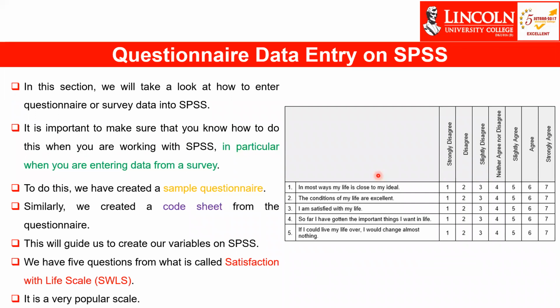In that questionnaire, we have 5 questions from what is called the satisfaction with life scale. This is a popular scale, a theory that a lot of researchers use to do certain investigations. This particular scale has predefined questions, and it has levels from 1 to 7, which range from strongly disagree, disagree, slightly disagree, neither agree nor disagree, slightly agree, agree, and strongly agree. And these are the questions that come with this particular scale.